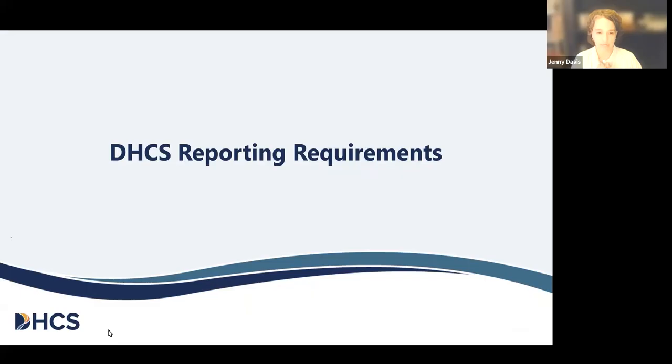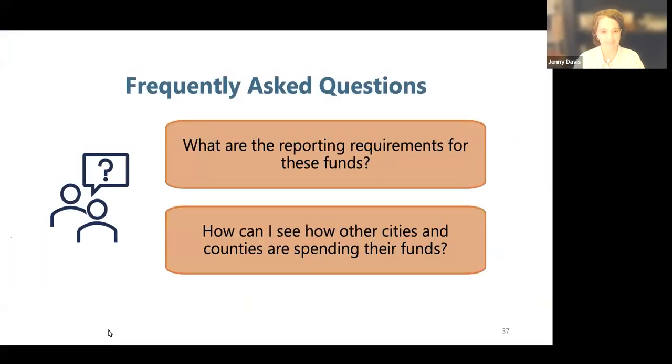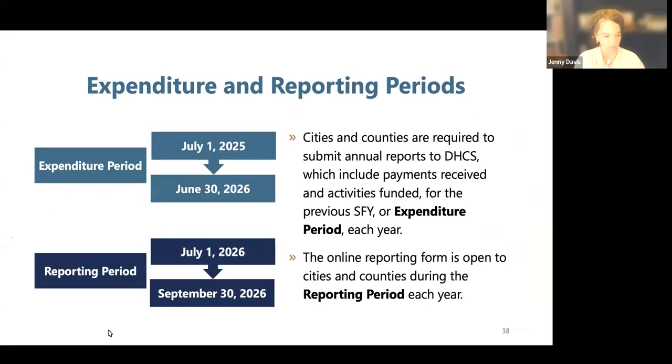Reporting requirements. I know everyone wants to talk about this. So some of the questions we hope to answer now are, what are the reporting requirements for these funds, and how can I see how other cities and counties are spending their funds?